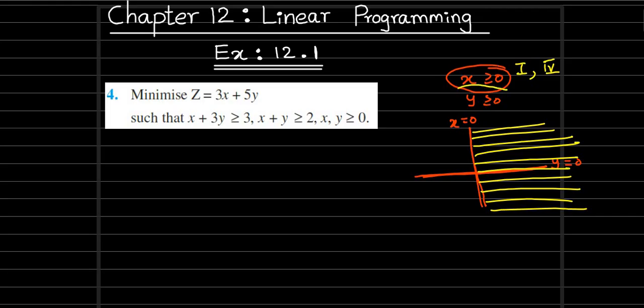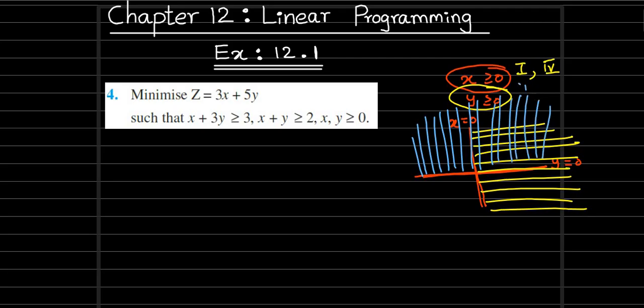Now y greater than or equal to 0. We have the y equal to 0 line, with the region above the x-axis and below it. Y greater than or equal to 0 means above the x-axis. So we will have the solution space for y greater than or equal to 0 in the first quadrant and the second quadrant. Since both inequalities are given, in common which quadrant will we take? Only the first quadrant.